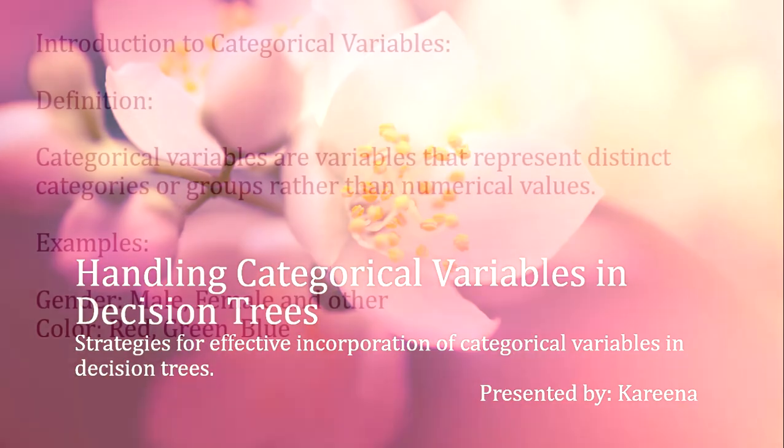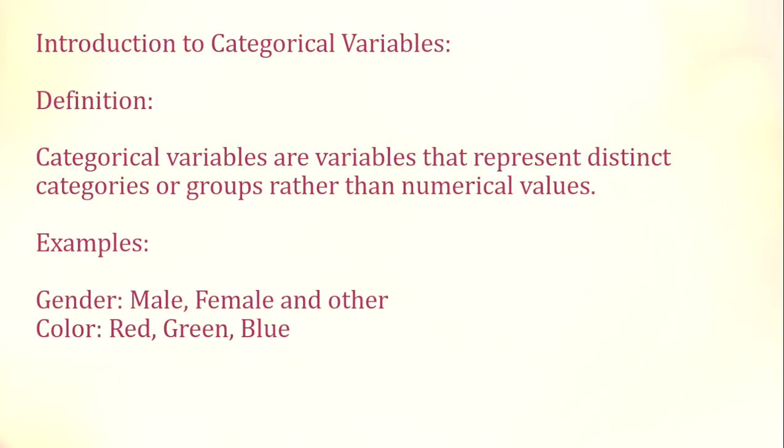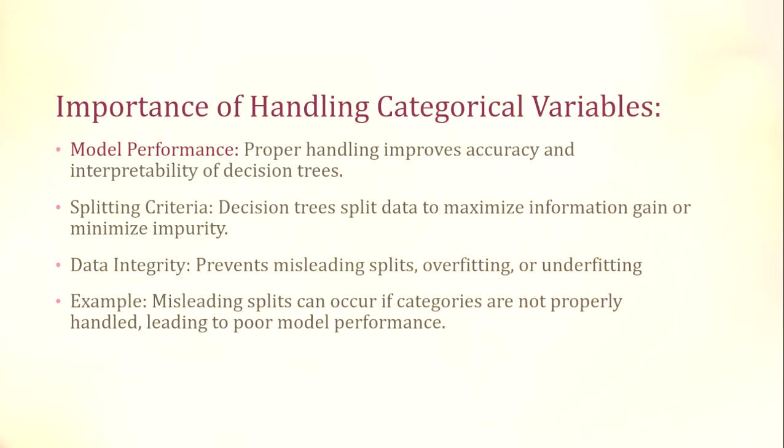So let's start. First of all, let's understand categorical variables. These are variables that represent distinct categories or groups rather than numerical values. For example, gender: male, female and other, and color: red, green, blue. Moving to the next slide.